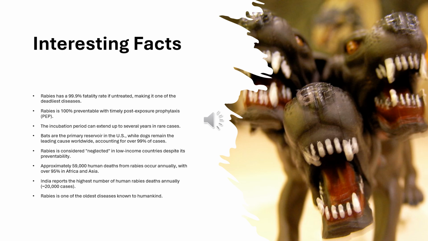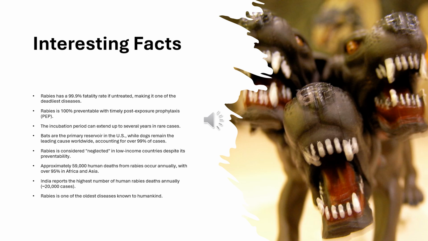So, lastly, here are some interesting facts about rabies. Rabies is one of the deadliest diseases with a 99.9% fatality rate if it is left untreated. It is 100% preventable with timely post exposure prophylaxis, which is basically coming to the emergency department right after a bite. In rare cases, the incubation period for rabies can last up to several years, which we discussed in an earlier slide. I found that was pretty cool.